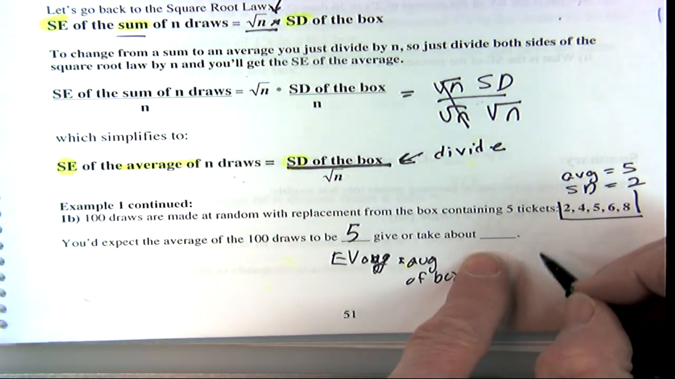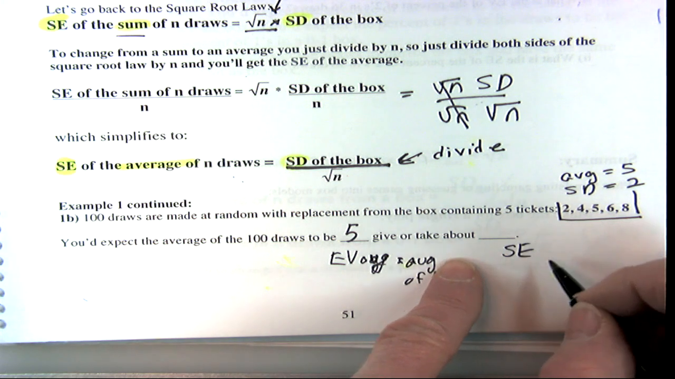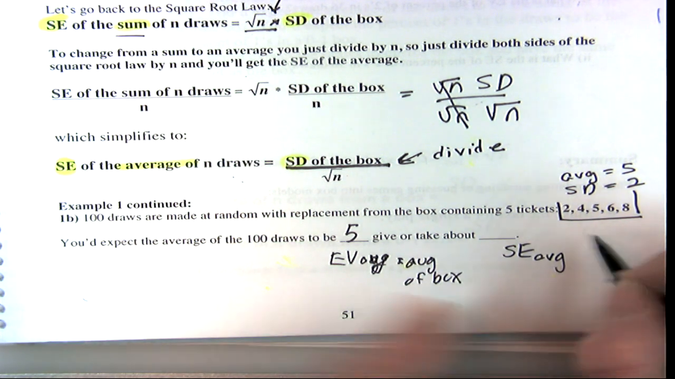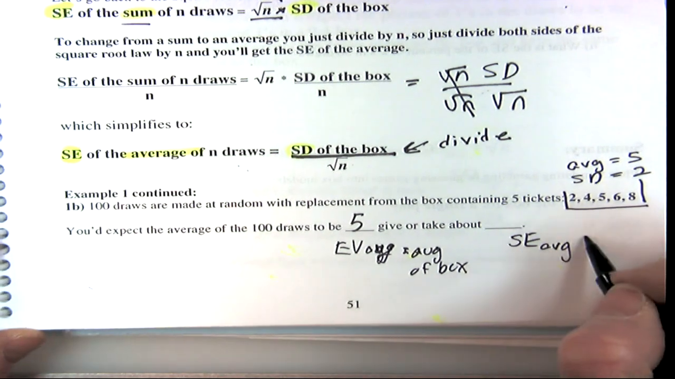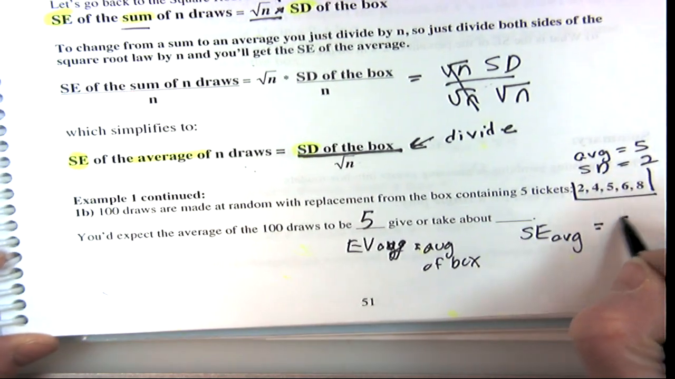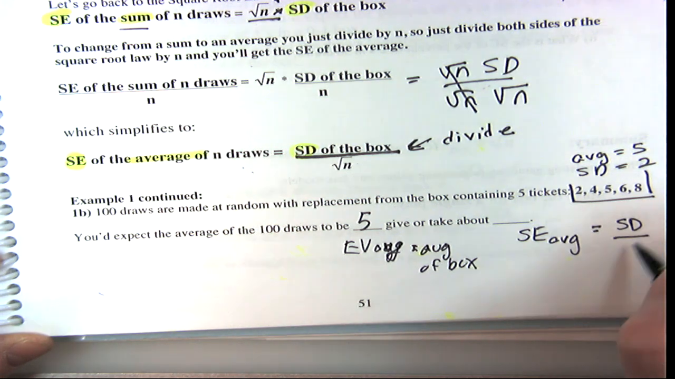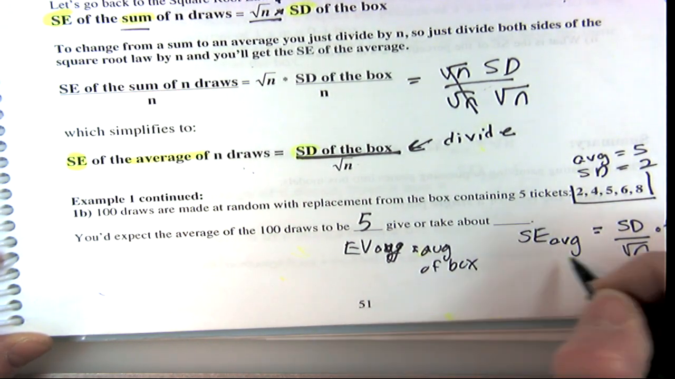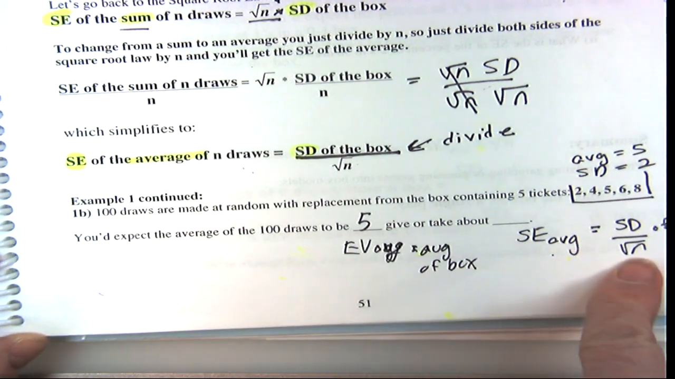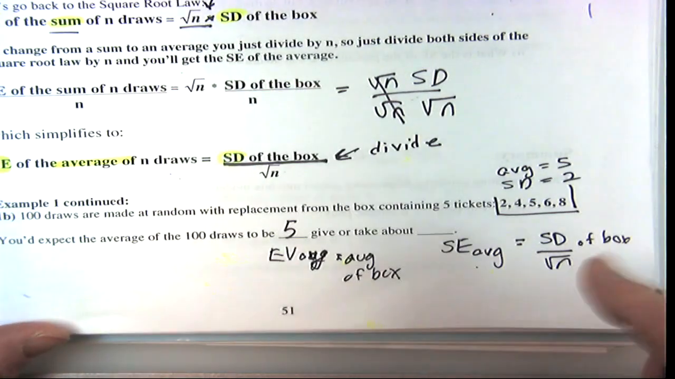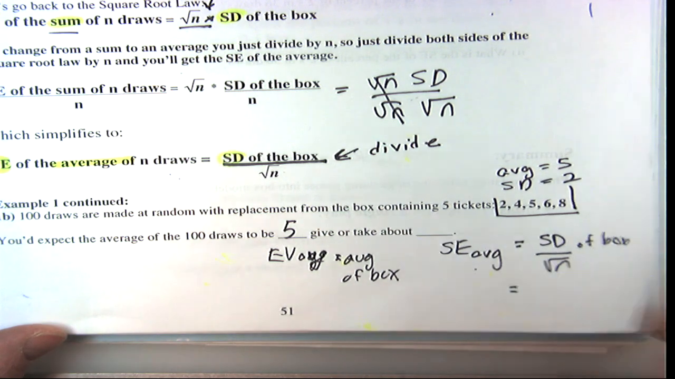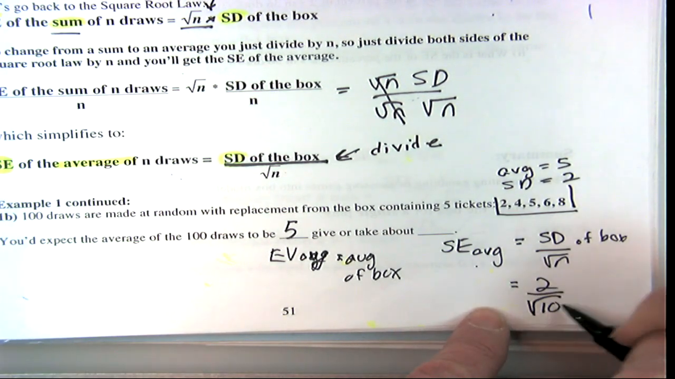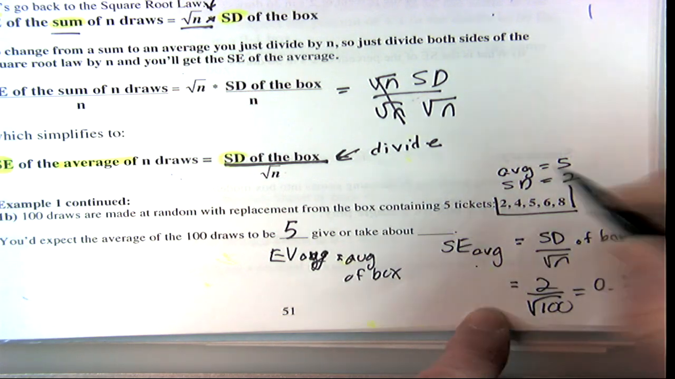But what's the give or take about how much? You want to put the standard error for the average in here. And we said that's what? The standard error for the average, for the sample average, is what? It's going to be the standard deviation of the box over the square root of n. That's for the sample average, right? And so what's that going to be? The standard deviation was given to you, and n is 100, so it's going to be 0.2.